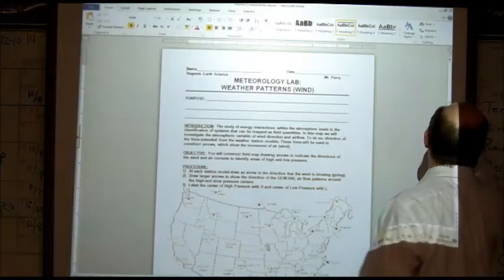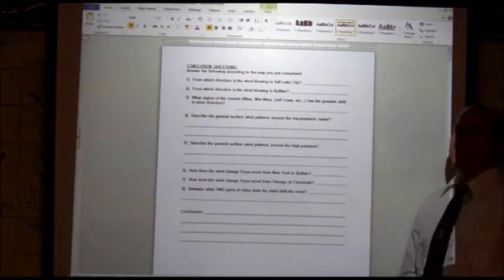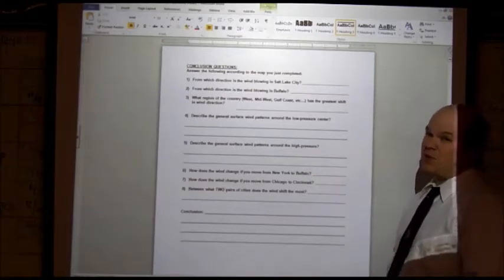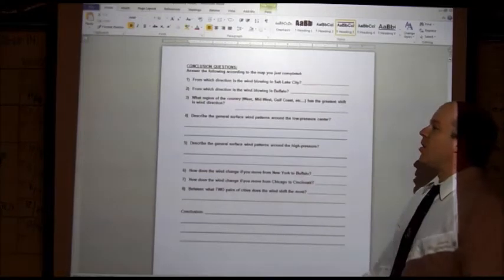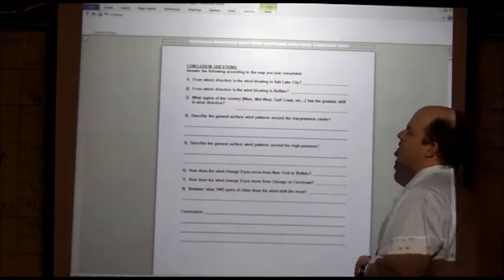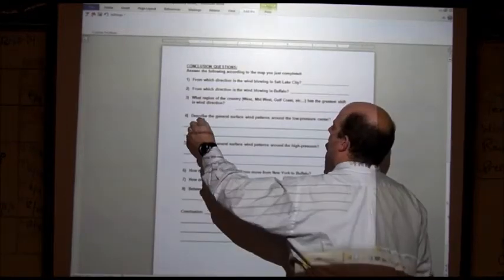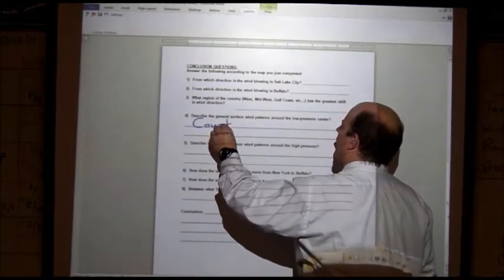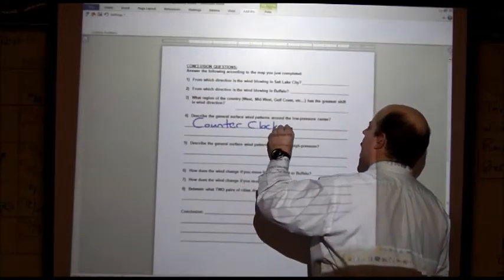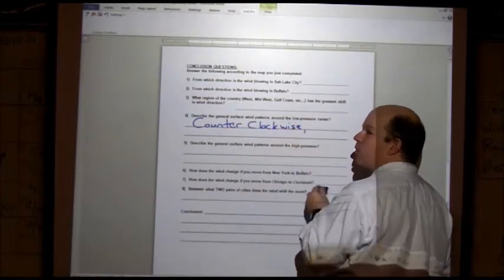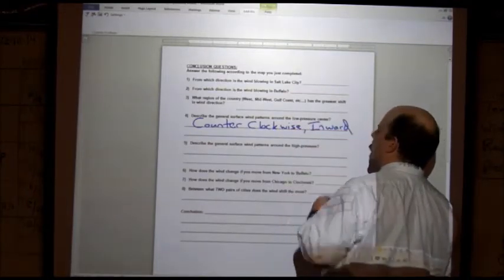So, you had to do 1 through 3 and 6 and 7. So that means we have to do 4 and 5. You should actually be able to do 4 and 5 by yourself because of what we have in our notes, but I'm still going to give it to you. So, describe the general surface wind patterns around the low pressure center. So, low pressure, counterclockwise, and inward towards the center of the low.